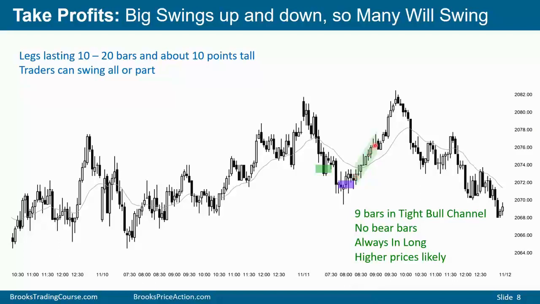At this point, we have 9 bars in a very tight bull channel with no bear bars. The odds are traders will buy the first bear bar and the first reversal down, and the market will go higher. The market's clearly always in long, somewhere in here before you get to 9 bull bars. That means the market is likely to go higher.